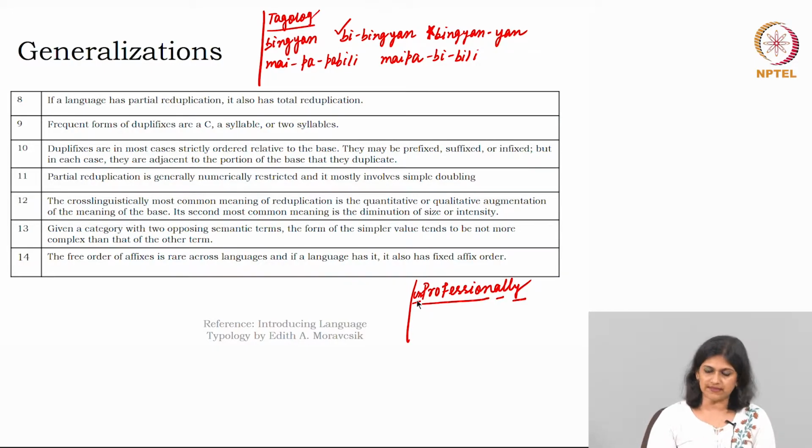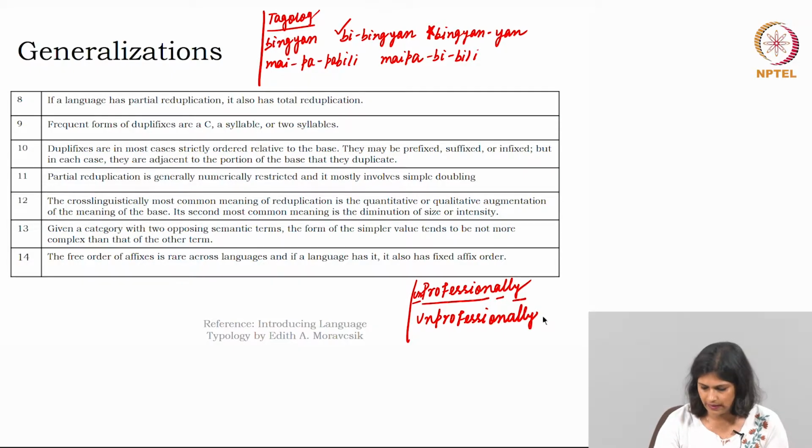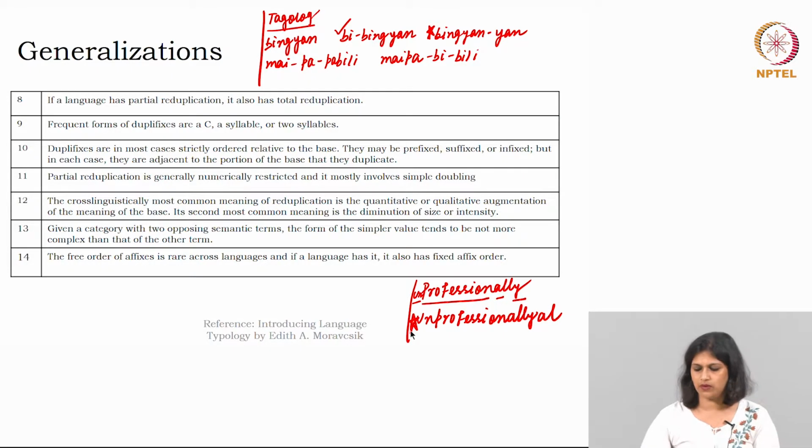Even with the two suffixes that you have, you can't say professionlyal, you can't say that. That means there has been a particular order. If I write it in the wrong order, it is going to be a bad word, because there is a particular order which the affixation follows. So, that is how this is a very simple generalization. That means free order of affixes is rare across languages.